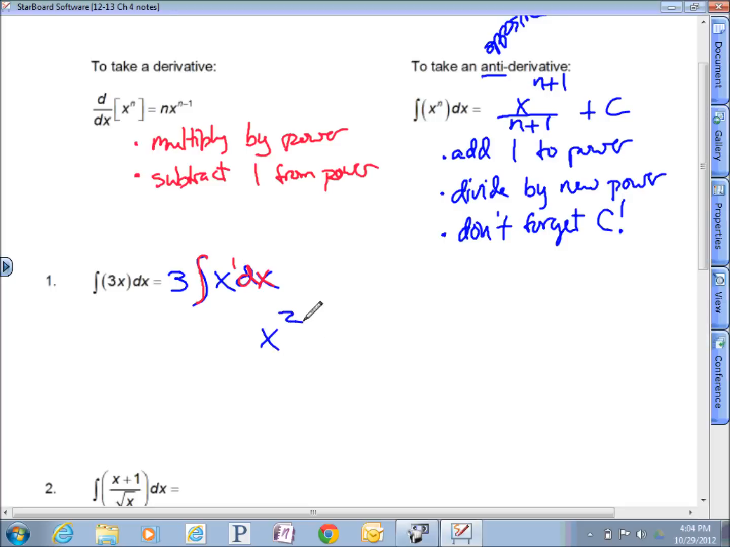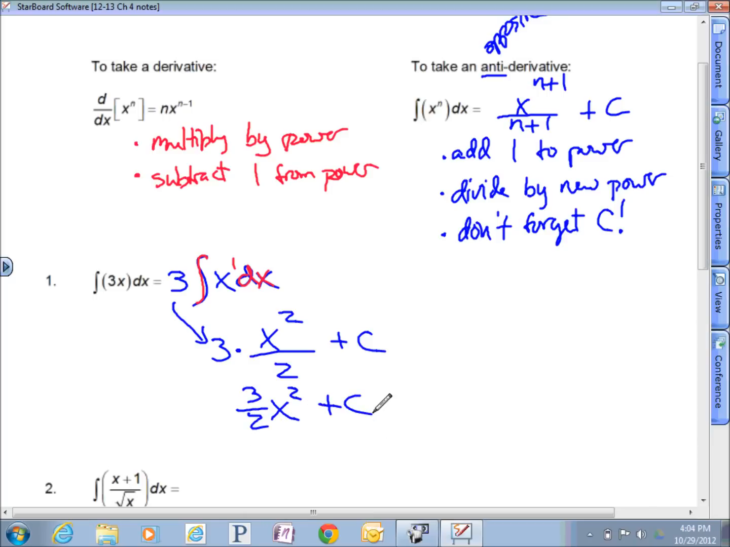If I divide by that new power, that's going to be over 2. And when I bring the 3 down, I'm going to multiply all of that by a 3. And don't forget your c. So if I do that, what I really have is 3/2 x squared plus my c.